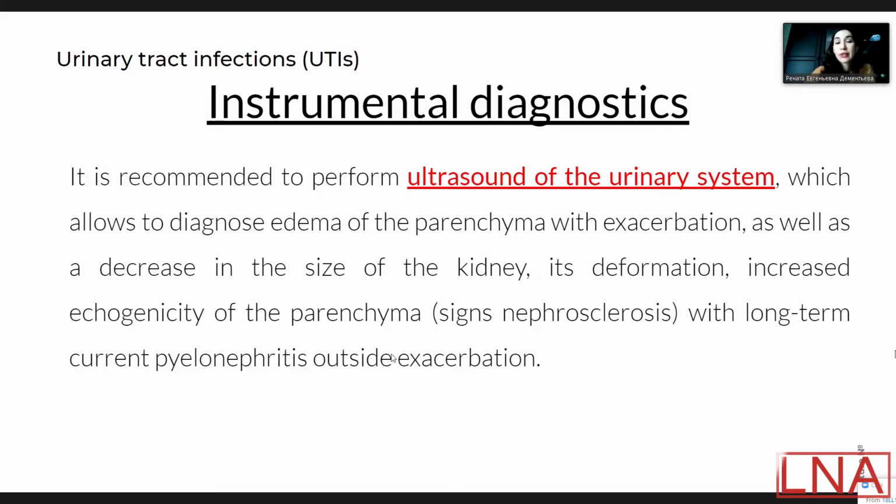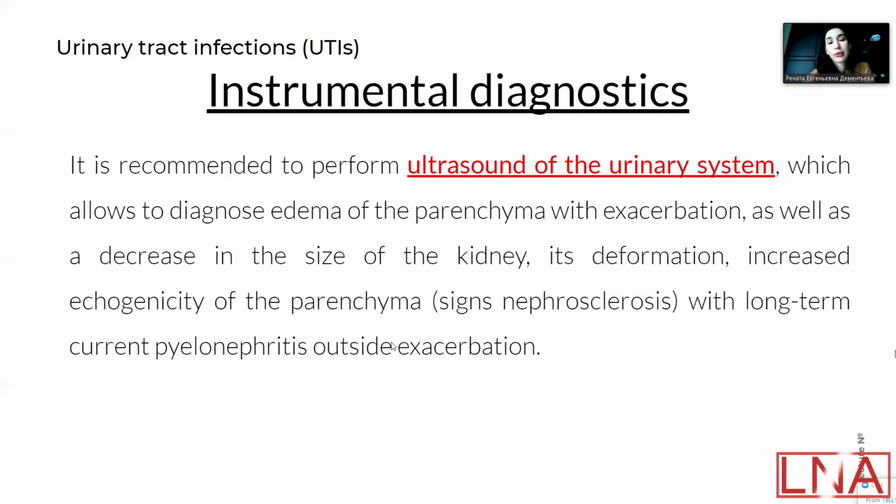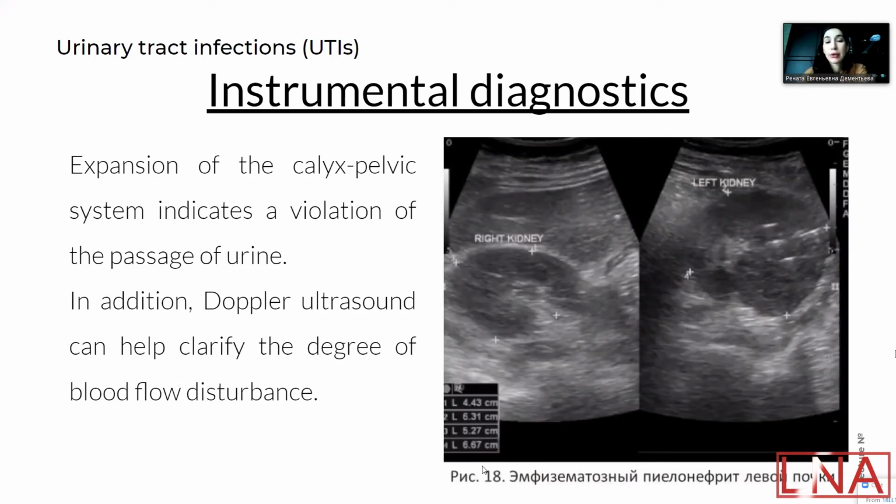So, signs of nephrosclerosis with long-term recurrent pyelonephritis outside exacerbation. You can find there the picture of ultrasound. Expansion of the calyx-pelvic system indicates a dilation and impaired passage of the urine. In addition, Doppler ultrasound helps us to visualize the degree of blood flow disturbance and to find problems such as stenosis of the kidney artery, and to grade the primary or secondary arterial hypertension.